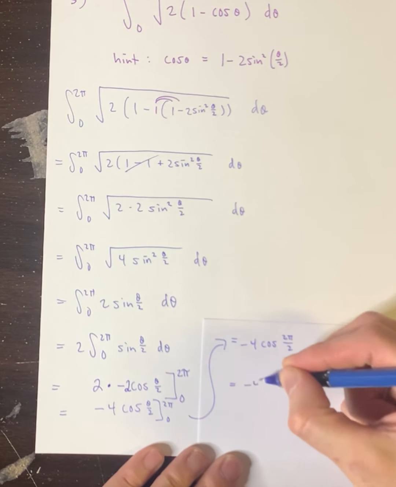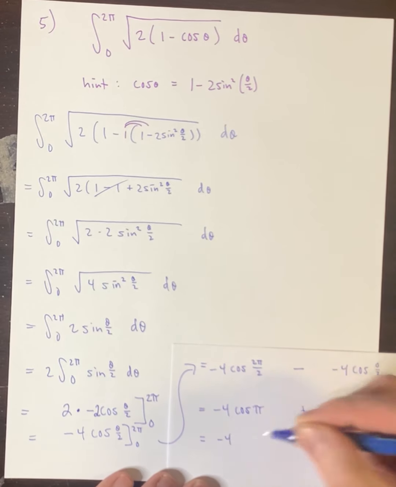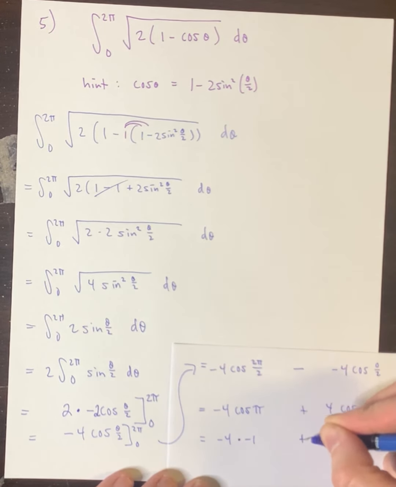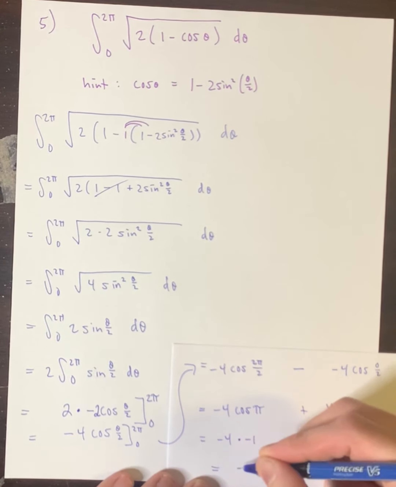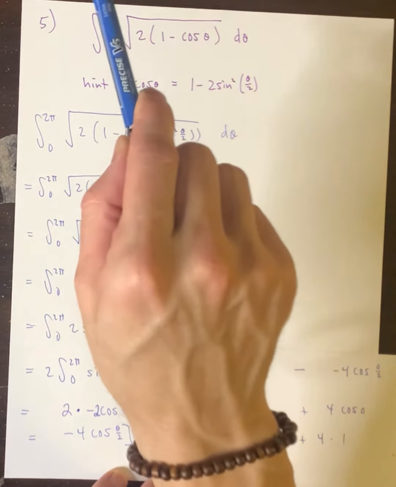So this would be negative 4 cosine of pi plus, because of the double negative, 4 times the cosine of 0. So this is negative 4 times cosine of pi, which is negative 1, plus 4 times cosine of 0, which is 1. So our final answer is 8. So this is the value of that original integral.